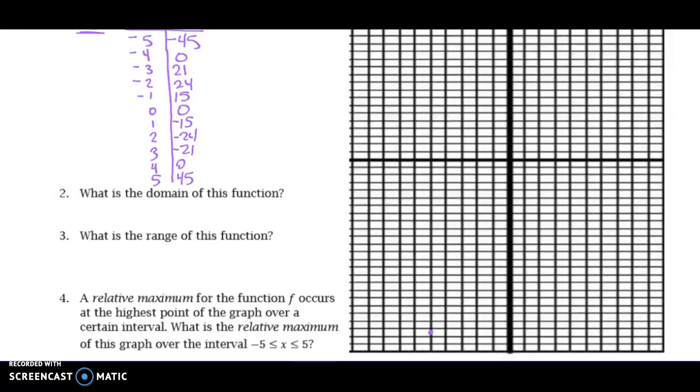Then the point -4, 0. -3, 21. So again, 2, 4, 6, 8, 10, 12, 14, 16, 18, 20, and it will be between 20 and 22. -2, 24. And then -1, 15: 2, 4, 6, 8, 10, 12, 14, 15 right there. 0, 0. And then 1, -15, between 14 and 16.